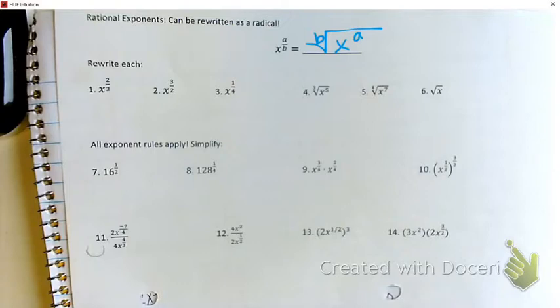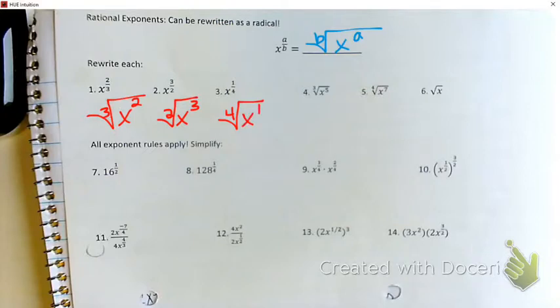So in number 1, if I want to rewrite it, I write my root, the number on the bottom goes in the root, and then I do x squared. On number 2, you write your root, the number on the bottom is 2, so 2 goes in there, and we have x to the third. On number 3, the number on the bottom of the fraction is 4, and then it's x to the first.